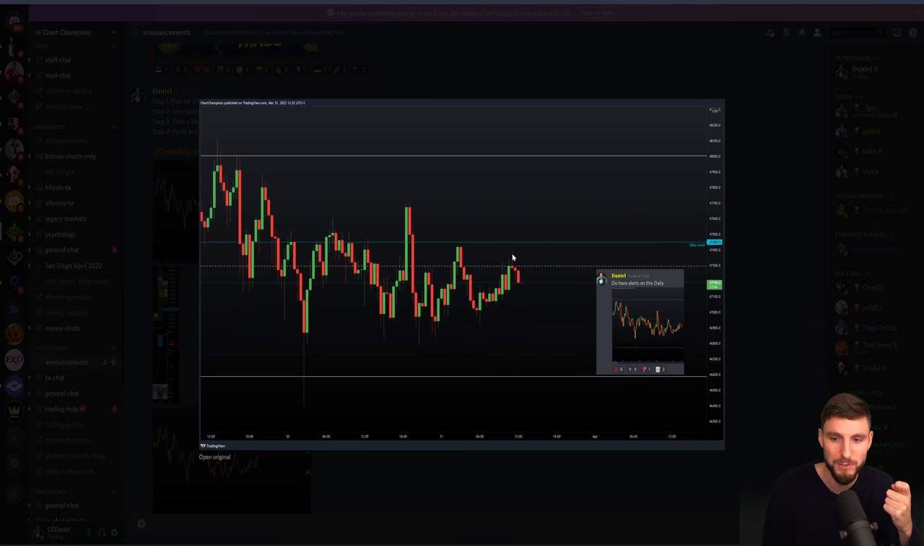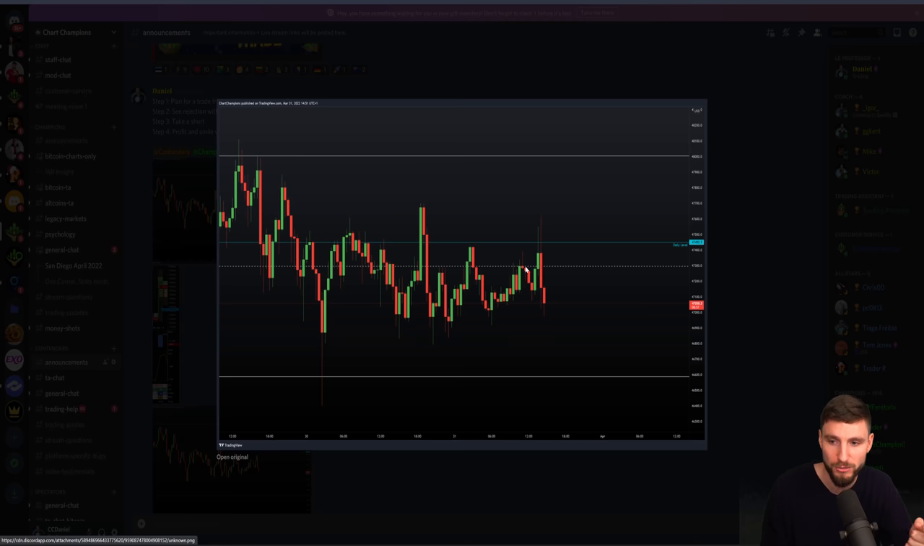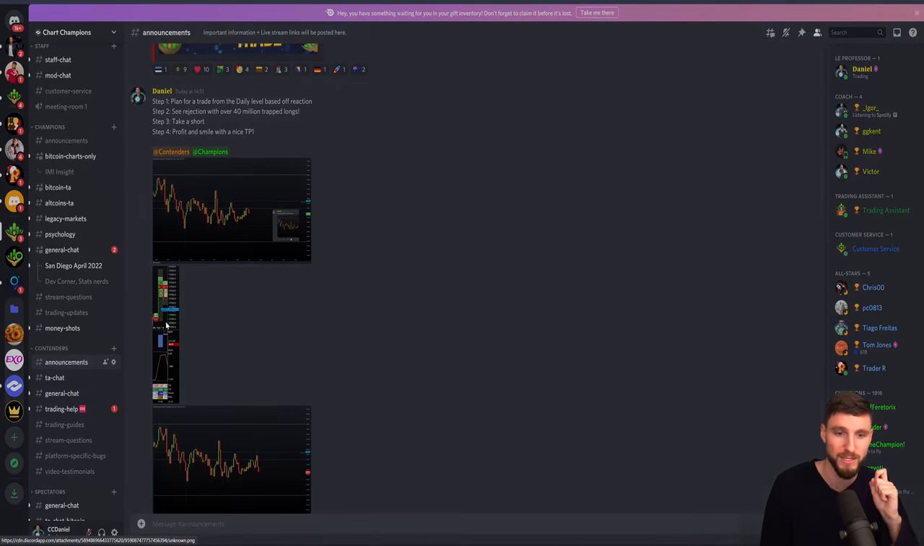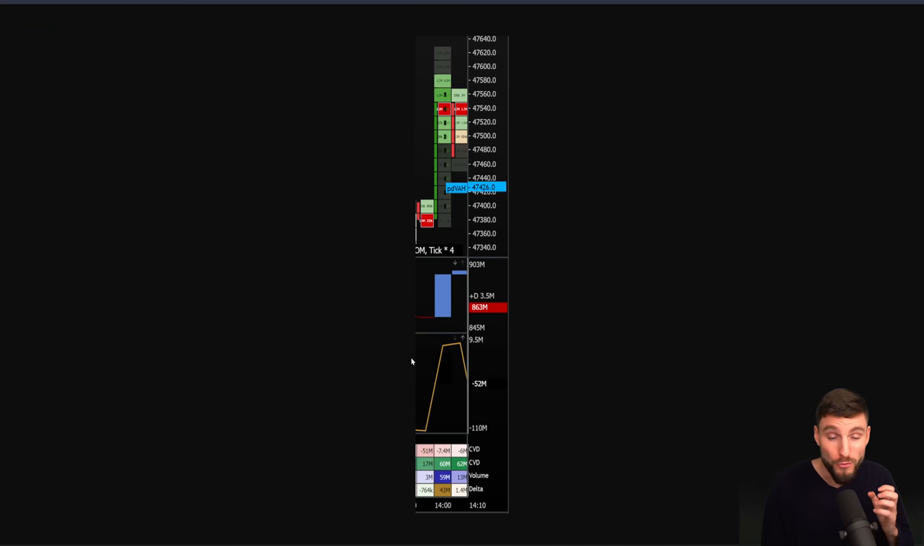Okay, so I was planned and ready for that short off the daily. What happened? We got a wick through the daily. Not only did you get a wick through the daily, it was the most perfect thing you could have hoped for, and that was over 40 million trapped longs into the high. That is a wick with over 40 million longs, with the open interest increasing on a 59 million volume candle. Just look at that and think to yourself, wow.